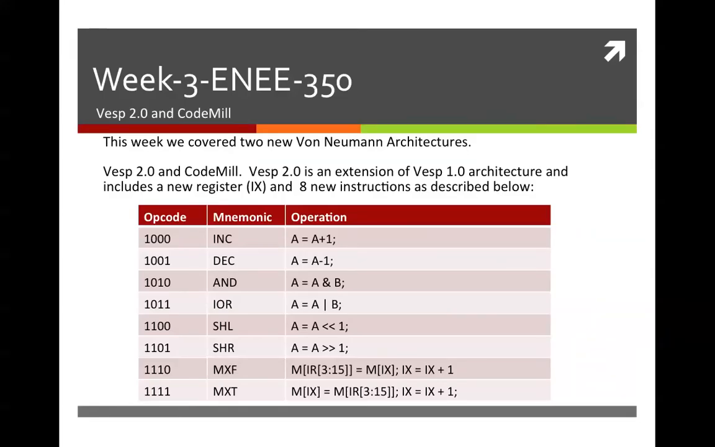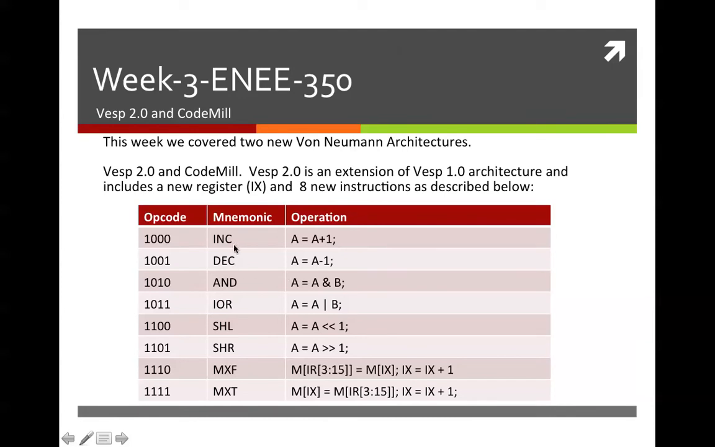Greetings again. This is our week 3 video class, and I'm going to talk about two new von Neumann architectures today. These are Vesp 2.0 and CodeMill. Vesp 2.0 is an extension of Vesp 1.0 architecture, and it includes a new register, which we call IX, and 8 new instructions, which are described in this table here.